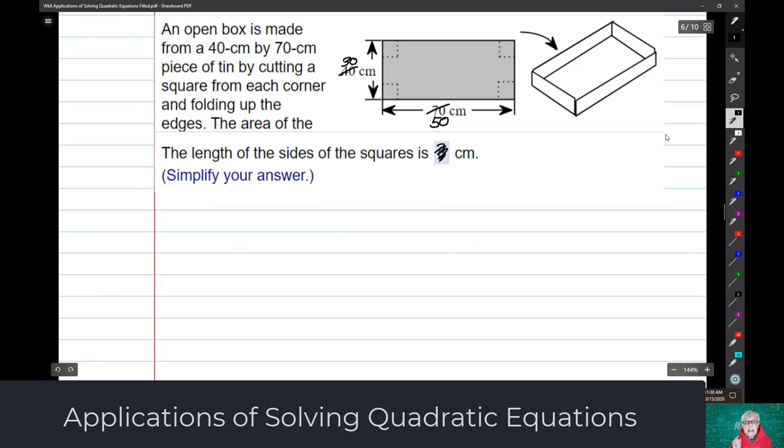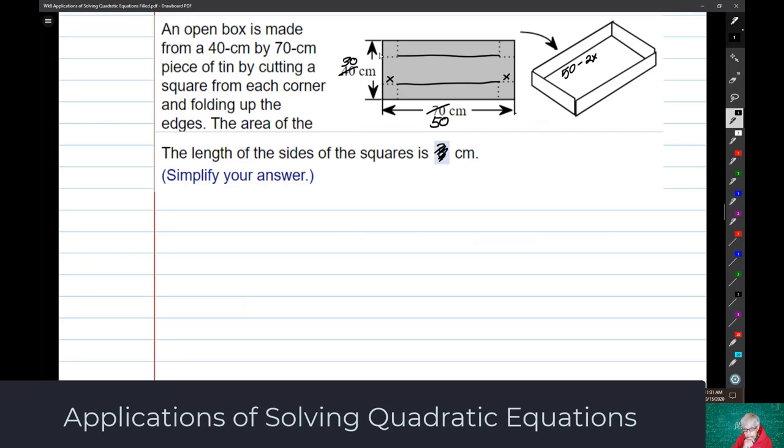Okay, so to get the box, the sides get turned up, which means the length of the base of the box, this thing, is going to be the original length, 50, but minus however long that square is, and minus however long that square is. So this length and that length will be 50 minus 2x, because an x and an x got taken off.